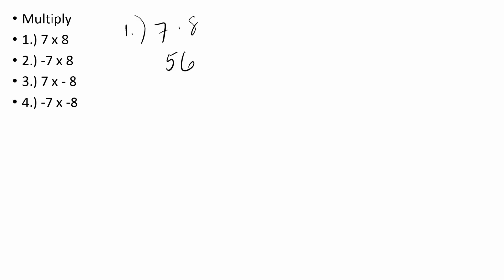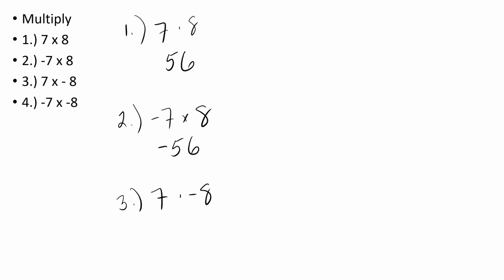Now, the second one begins to introduce, okay, well, what if one of these numbers is negative? So if the 7 is negative and the 8 is positive, a negative times a positive would give you a negative. So the answer would be negative 56. And it also does not matter if it is the 8 that is negative.